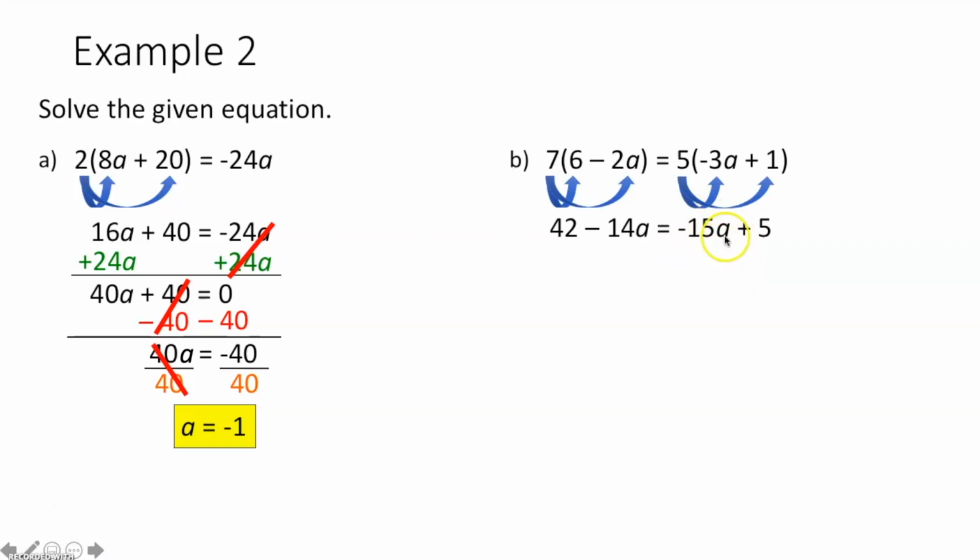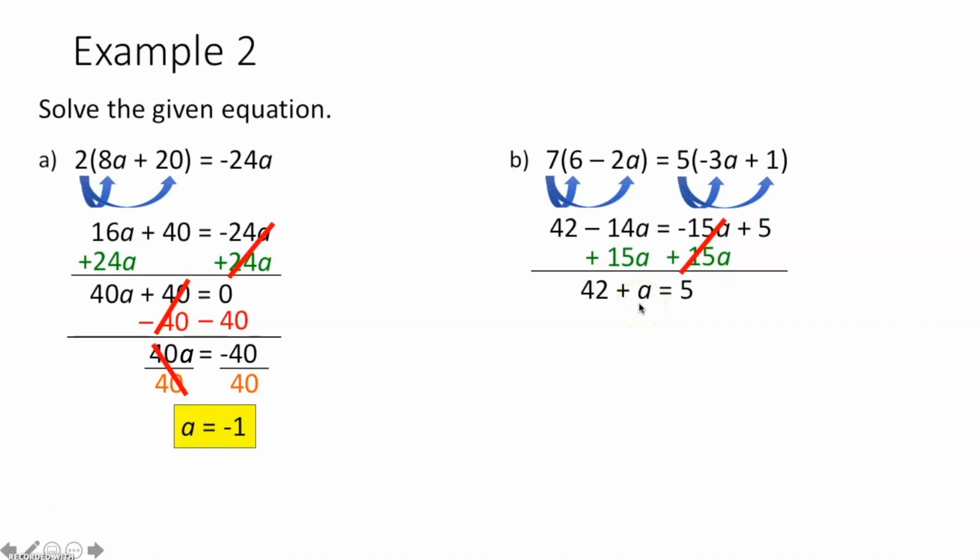Now step 2, variables need to go to the left-hand side of the equation. So this negative 15A that's on the right side of the equation has to move over here. How do I do that? Well, it's negative 15A. So what I need to do is I need to do the opposite, the inverse. I add 15A to both sides of the equation. These then cancel each other out. And then over here, negative 14A plus 15A is going to give me positive 1A.